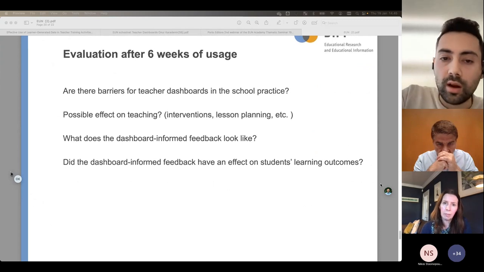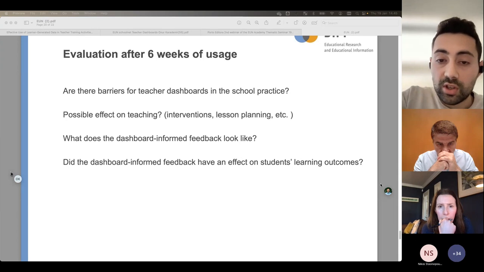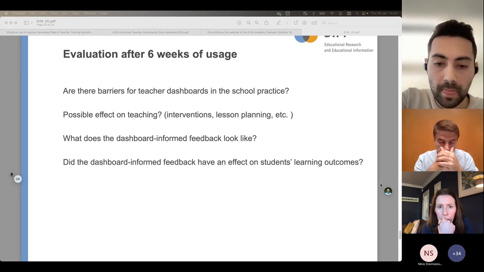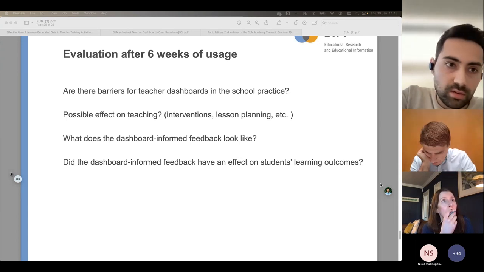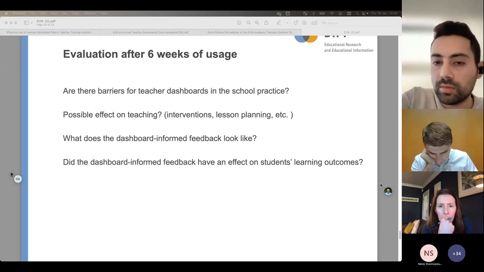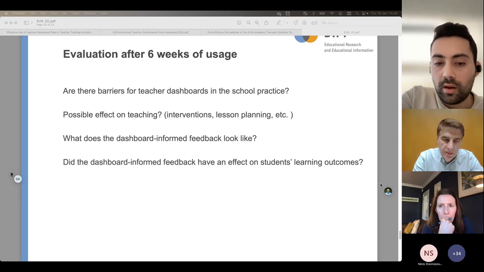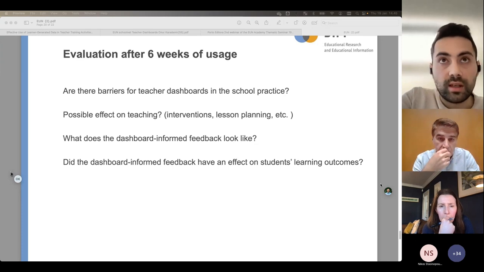Some interesting questions, for example: what are the barriers for the teacher dashboard in school practice? I can imagine that the teachers can say, okay, this is cool, this is nice research, but I have no time to use this, or I would use it, but I need this and this and that.